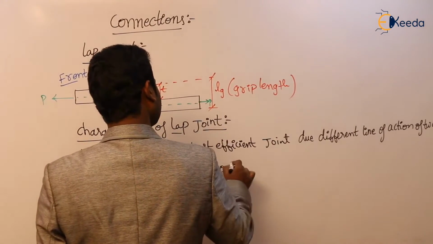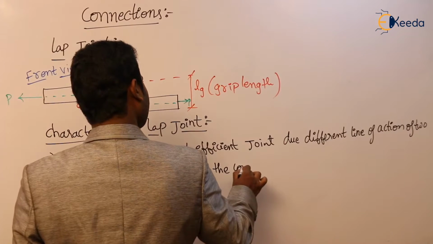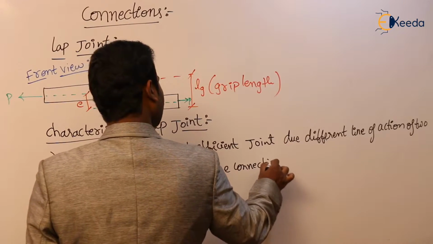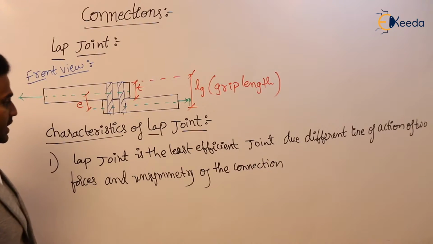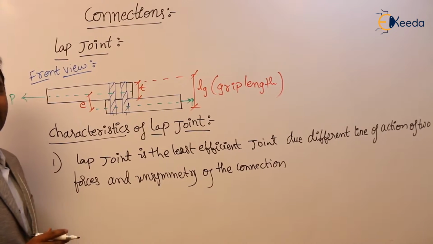Unsymmetry of the connection. Okay. So that is the reason for the least efficiency of this lap joint.